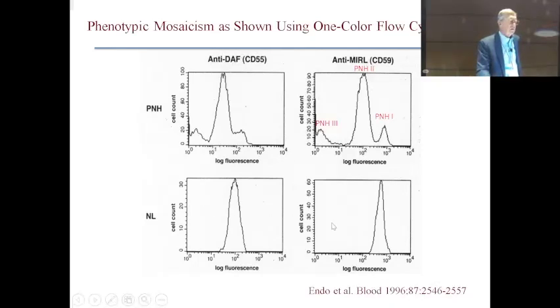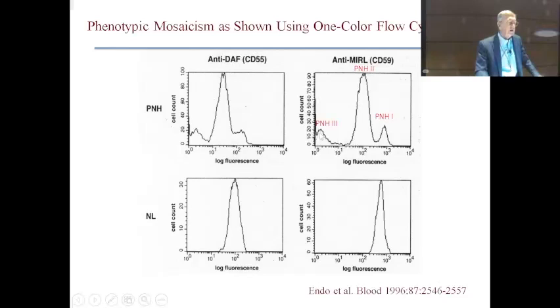So this is the normal control on the bottom, and these are the two GPI anchor proteins. Let's just focus on the right side here. You can see that the expression of the CD59 protein has a nice Gaussian distribution and has a very bright expression because the CD59 molecule is fairly dense on the red cell. So this illustrates the two different phenotypes in PNH.